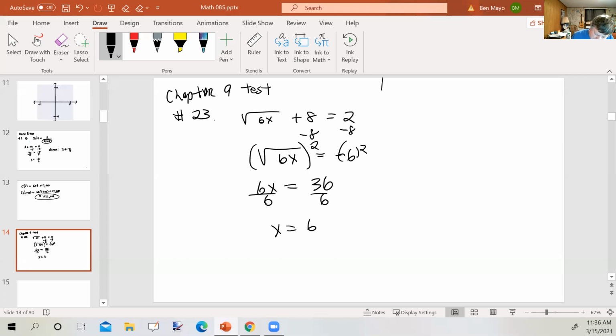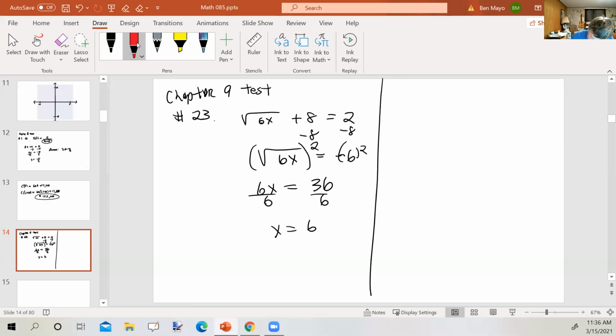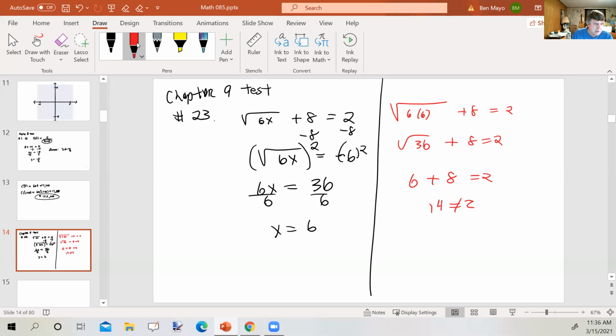Now, let's take that and plug it back into the original equation and see what happens. We get the square root of 36 plus 8 equals 2. The square root of 36 is 6. 6 plus 8 is 2. 14 equals 2. Not true. So the proposed solution would be x equals 6. Since it doesn't work, it would be called extraneous. Those are solutions that we get, but that don't work.